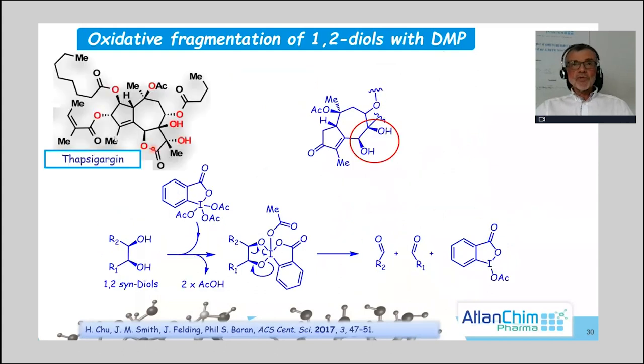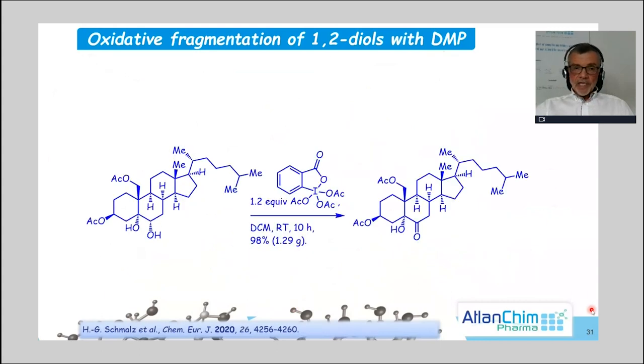In the total synthesis of thapsigargin, such an oxidative cleavage process was observed on this intermediate here with this 1,2-diol moiety. And Baran proposed a mechanism close to that with sodium periodate via the formation of this cyclic iodo species.